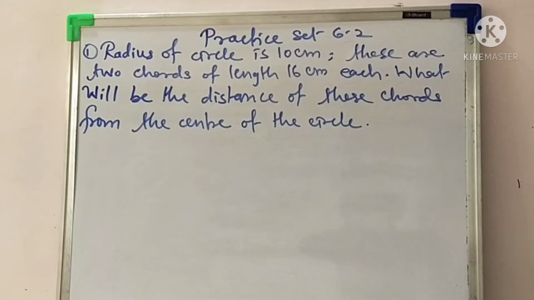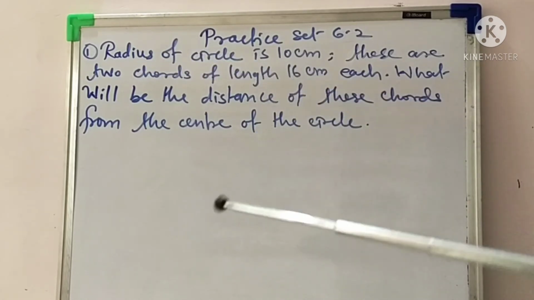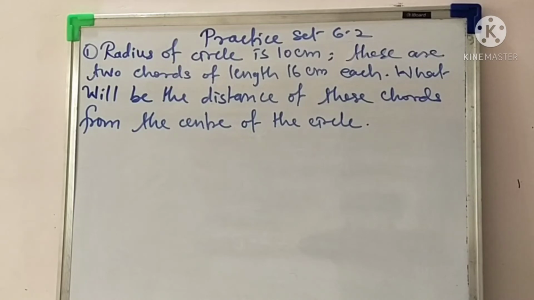Okay, so to solve this kind of example, the diagram is an important part, and hence first we draw the proper figure, the figure of the circle. Then we draw two chords of 16 centimeter, and then use the properties to solve this example. It is not necessary to take the distance of the two chords as 16 centimeter or the radius as 10 centimeter. Just draw one rough figure of the circle and draw two chords.